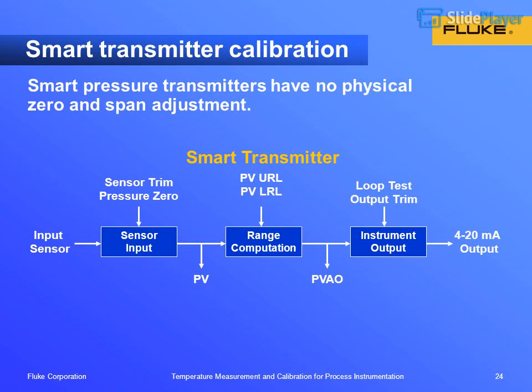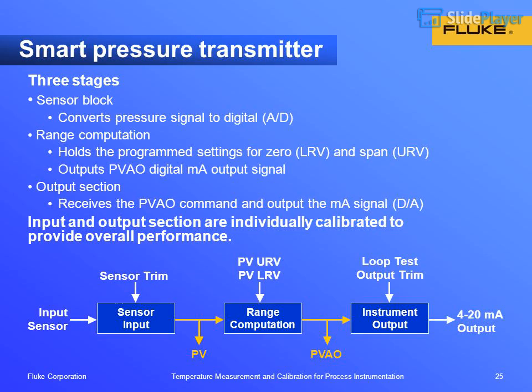Smart transmitter calibration. Smart pressure transmitters have no physical zero and span adjustment. Adjustments include sensor trim, pressure zero, loop test and output trim. The sensor input feeds range computation, then the instrument output, 4 to 20 mA. The outputs are PV and the digital value.